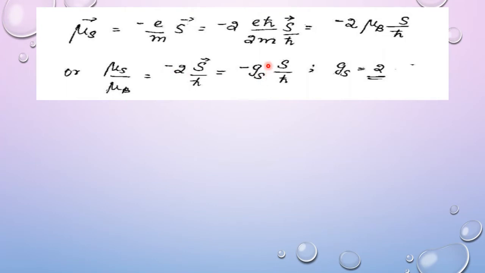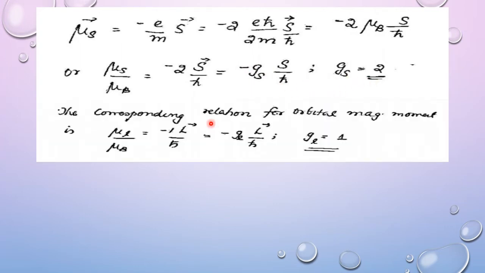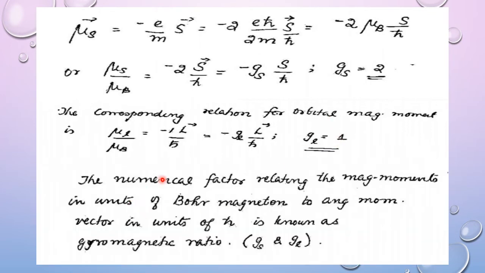This factor is taken as g_s. This is called the gyromagnetic ratio. g_s is equal to 2 here. Similarly, the corresponding relation for orbital magnetic moment, mu L by mu B, is equal to minus 1 times L by h cross. So here we have g_L, the value of g_L is equal to 1. So the numerical factor relating the magnetic moment in units of Bohr magneton to angular momentum vector in units of h cross is known as gyromagnetic ratio, that is g_s and g_L. g_L is 1 and g_s is 2.